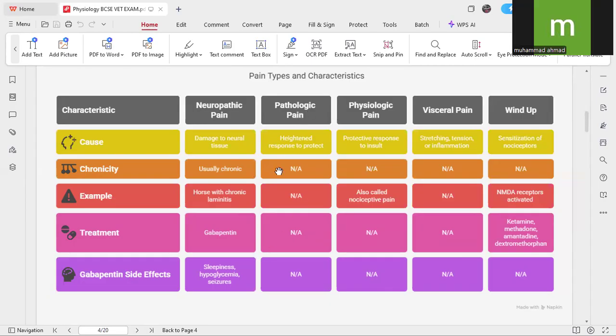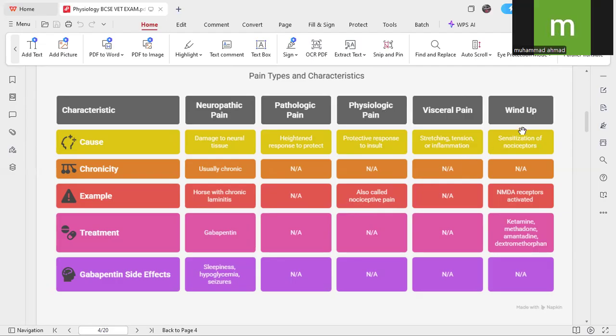Pathological pain, pain due to any disease, highlighted response to the protect. Physiological pain, protective response to insult, also called the nociceptive pain, painful. Visceral pain, stretching, tension, or inflammation.